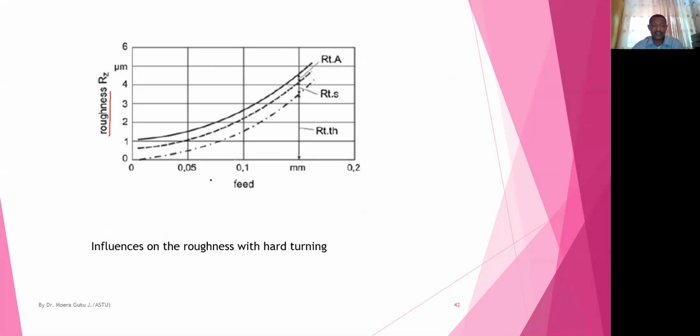Surface roughness is plotted with respect to feed for different materials here. So for all materials, it is going to raise or increase as the feed rate in millimeters is increasing; the surface roughness increases, or the surface is losing its smoothness.